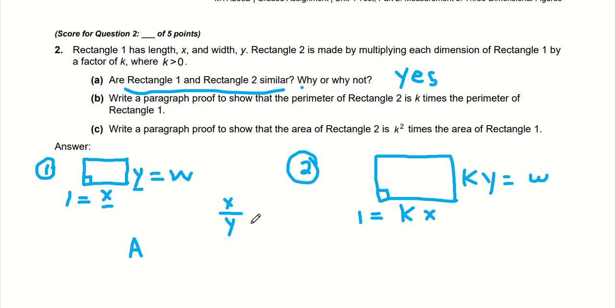X relates to y in the same way that the length and the width relate to the larger rectangle 2. The relationship of the length and width is k times x to k times y. Now you can factor out or cancel that k, and so those proportions are similar. Those sides are similar lengths because they are proportional.